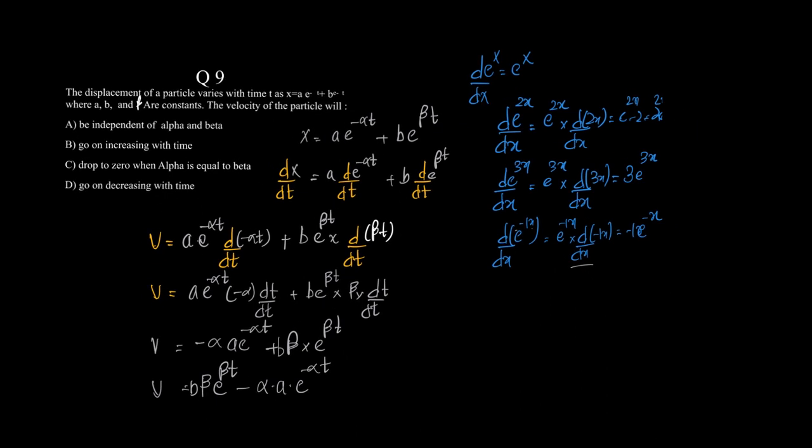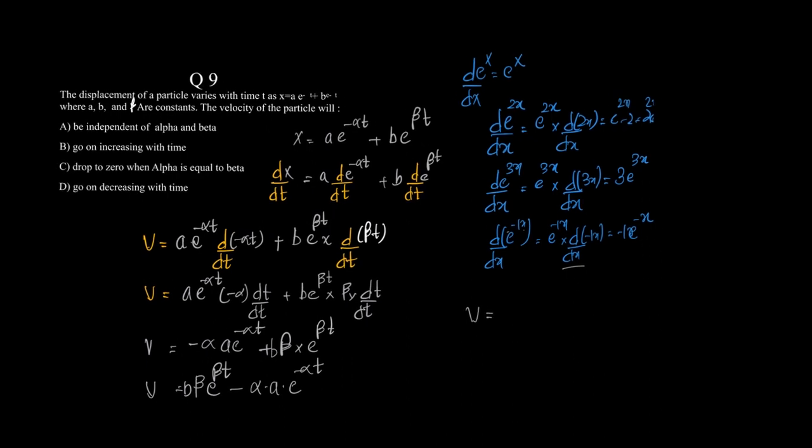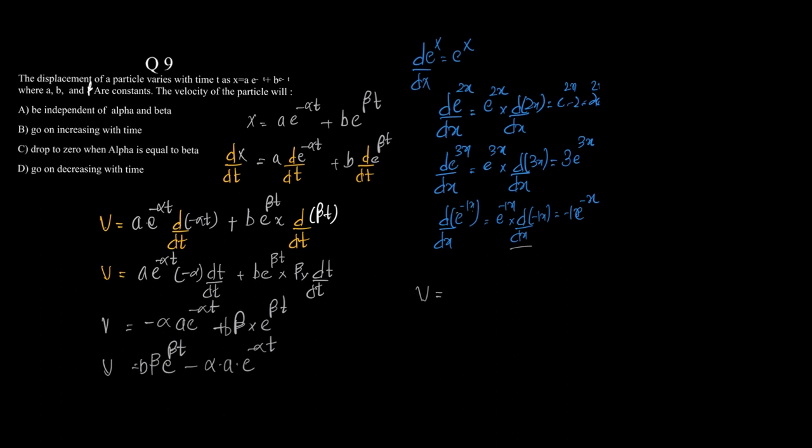All right. So in order to find out the correct option, I will write down this relation once again, or maybe I'll write it 2 times. So we have v is equal to b into beta into e raised to beta t minus a into alpha into e raised to minus alpha t. Okay, so I'll write this one more time.